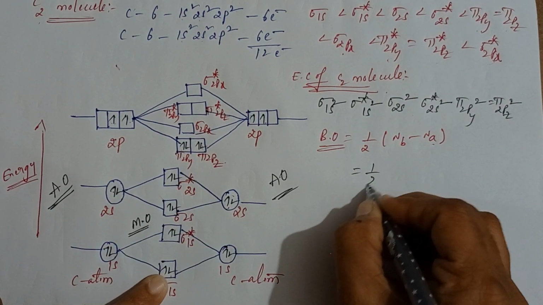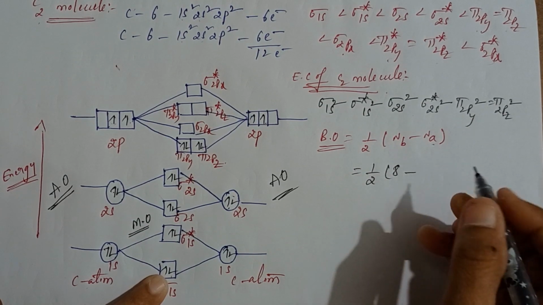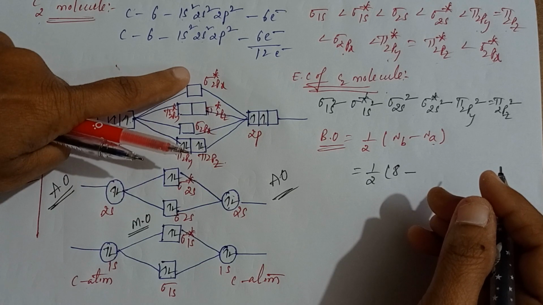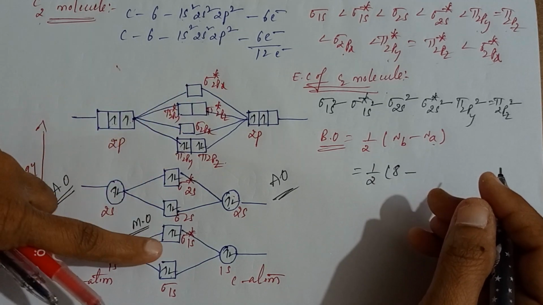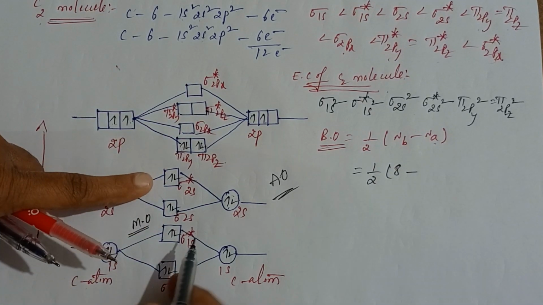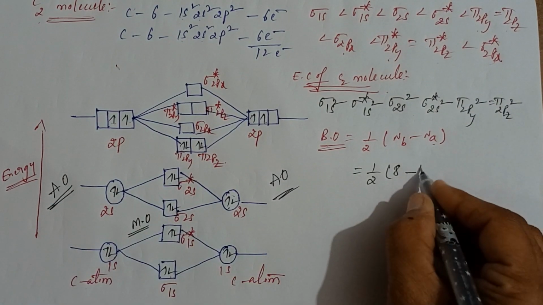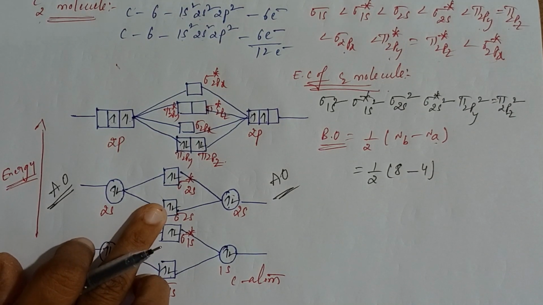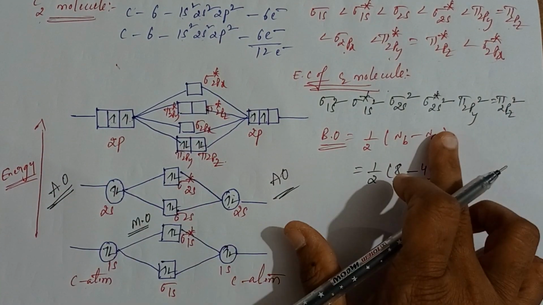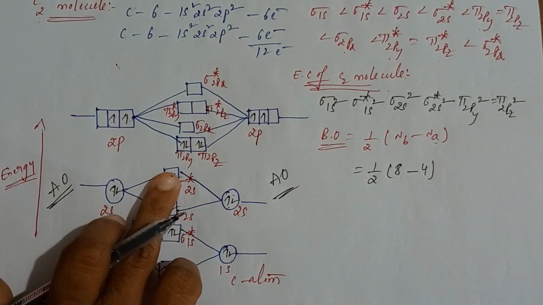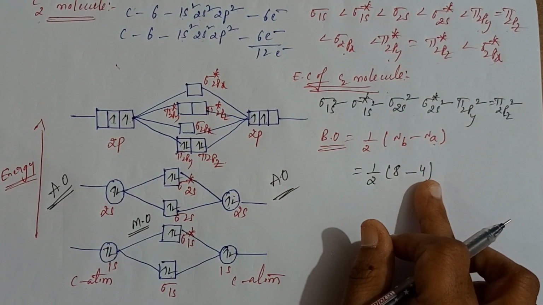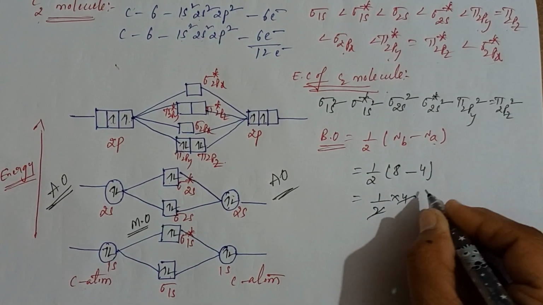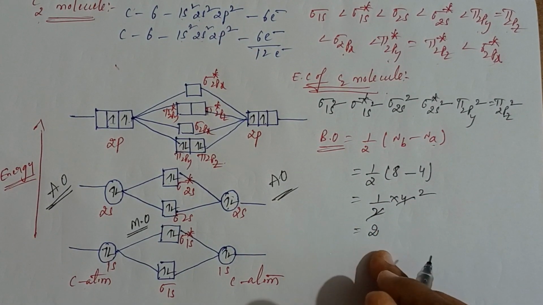So the number of bonding electrons is 8. Number of anti-bonding electrons: here 2, here 2, and there are no anti-bonding electrons in the others. So only 4 anti-bonding electrons, sigma star here 2, here 2, total 4. So half into 8 minus 4 means half into 4, so total 2. That means the bond order is 2.